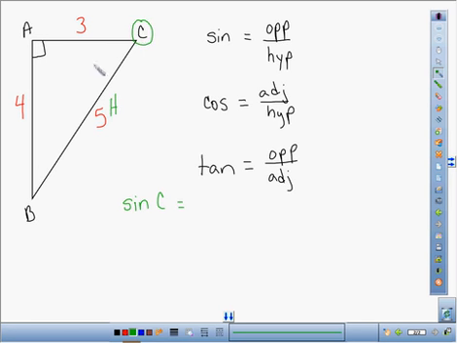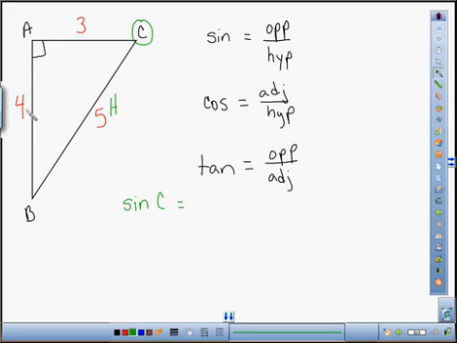This is C, so opposite, I've got to come straight across. This is going to be my opposite side. And then this one touches C, so it must be my adjacent side. So if I'm looking for the sine of C, sine is opposite over hypotenuse. So the opposite is 4. The hypotenuse is 5. So the sine of angle C is equal to 4/5.